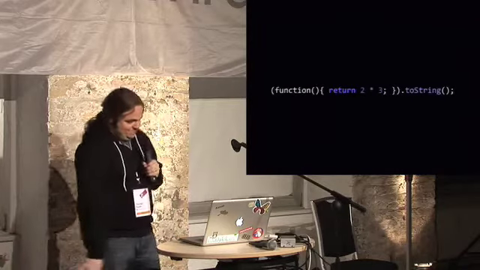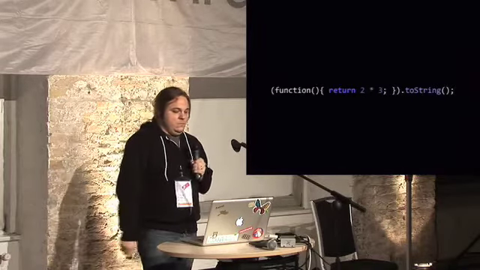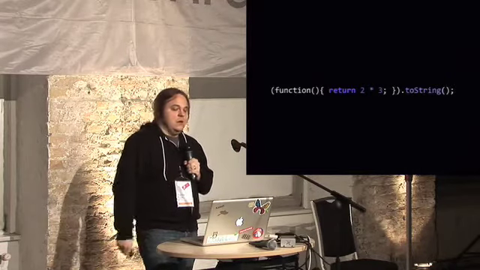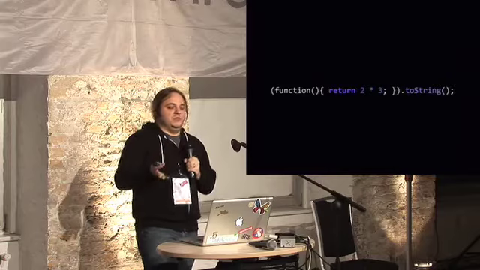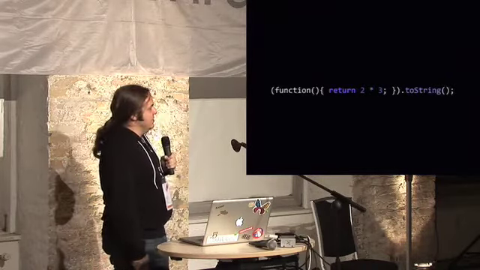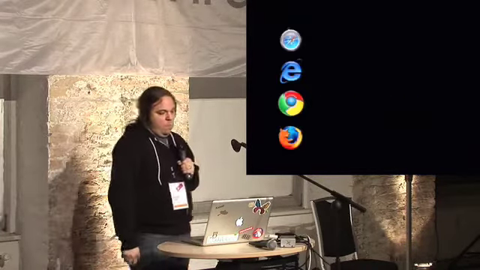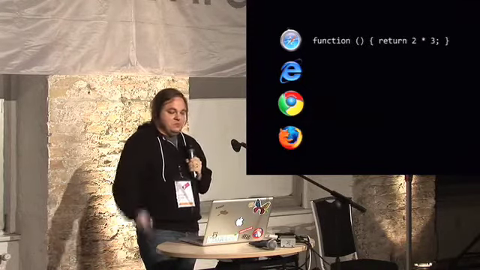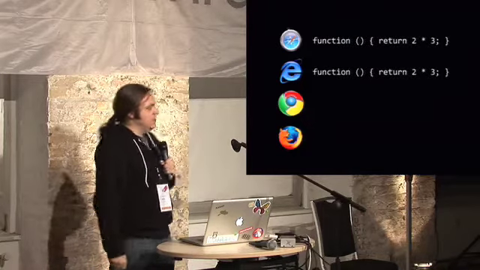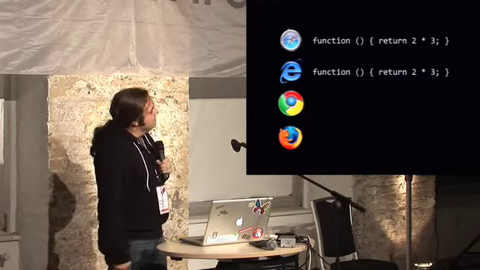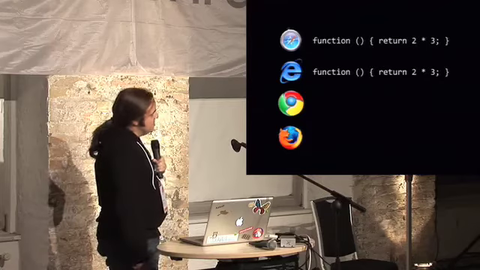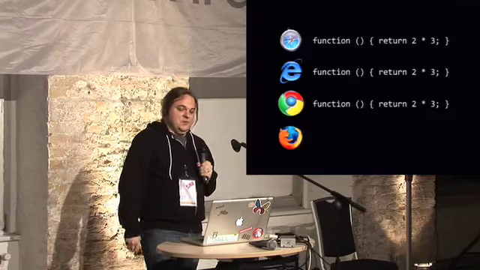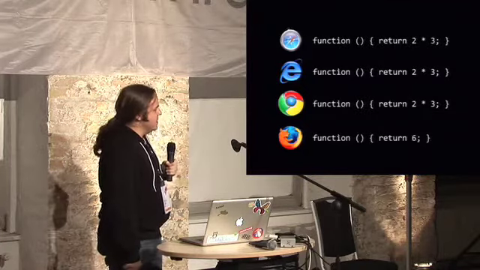So here's another function. You can see I define a function, it returns 2 times 3. I want to get at the source code for this function, so let's have a look at what the engines do. JavaScriptCore gives you back function, return 2 times 3. Internet Explorer gives you back function, return 2 times 3. Chrome gives you back function, return 2 times 3. So what does Firefox do? It gives back return 6.